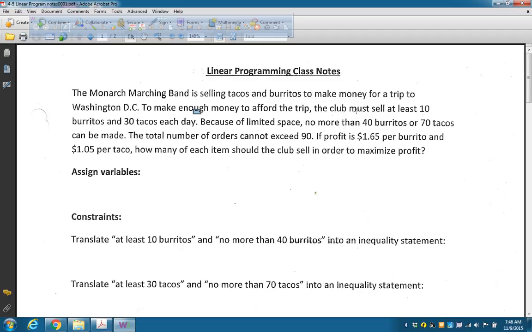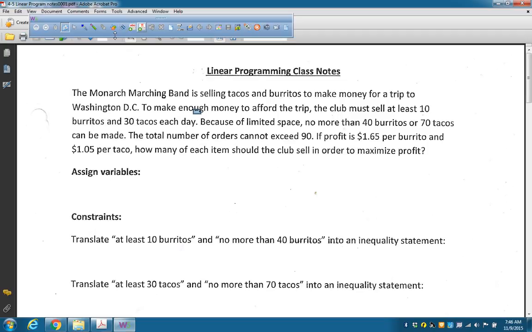The club must sell at least 10 burritos and 30 tacos each day. Because of limited space, no more than 40 burritos or 70 tacos can be made. The total number of orders cannot exceed 90. If the profit is $1.65 per burrito and $1.05 per taco, how many of each item should the club sell in order to maximize the profit?